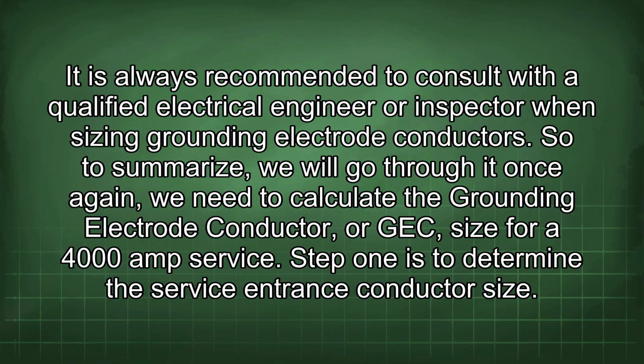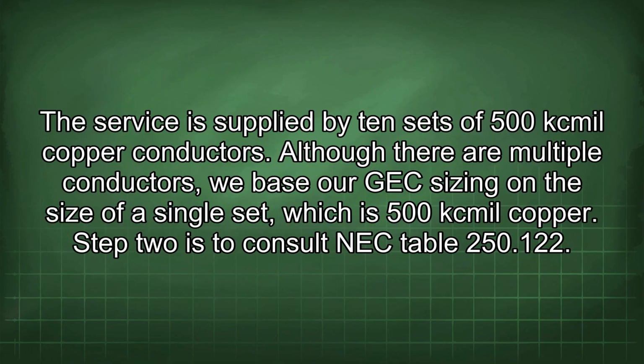So to summarize, we will go through it once again. We need to calculate the grounding electrode conductor, or GEC, size for a 4000 amp service. Step 1 is to determine the service entrance conductor size. The service is supplied by 10 sets of 500 kcmil copper conductors. Although there are multiple conductors, we base our GEC sizing on the size of a single set, which is 500 kcmil copper. Step 2 is to consult NEC Table 250.122.